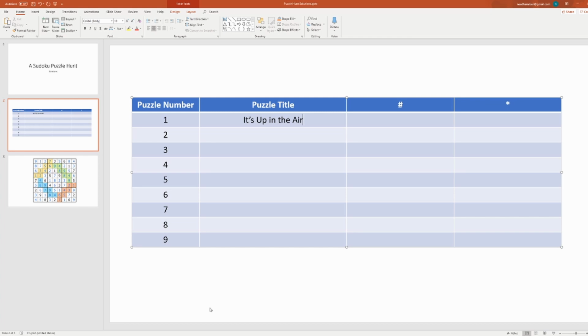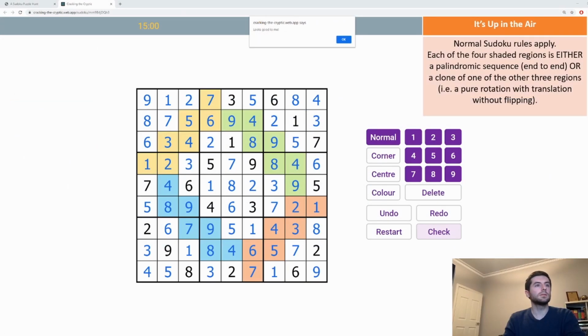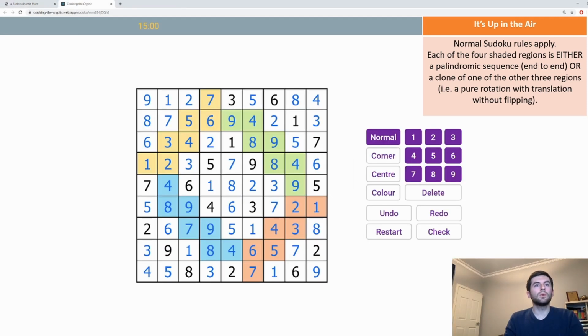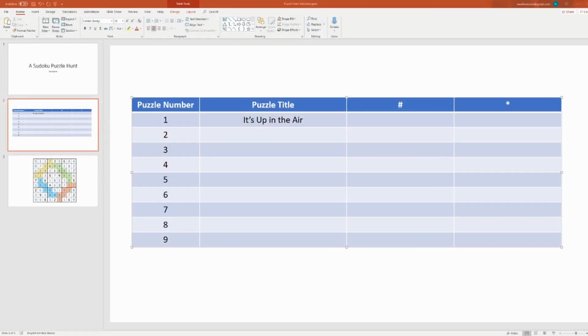Our hashtag, we go back to the puzzle hunt. We should be able to find that as this cell over here. And from the Sudoku we can see that that's a 1, so we can place that into our tally as well. The asterisk cells we will come back to, because we will need those a bit later.